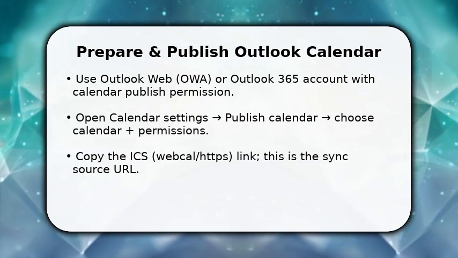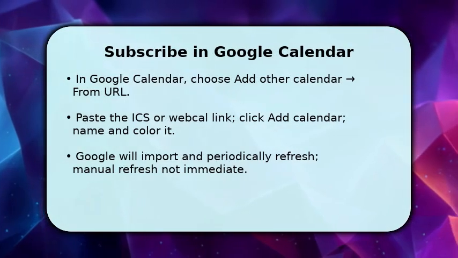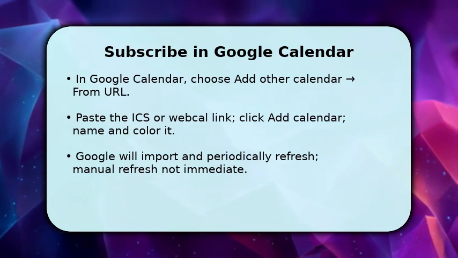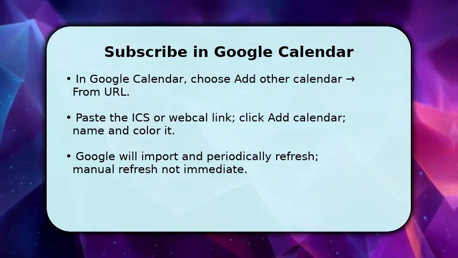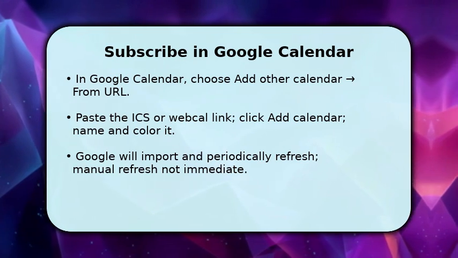Now switch to Google Calendar and add the calendar by URL. Click Add Other Calendar, paste the ICS or webcal link and add it. You'll want to name and color it so events are clearly identified.